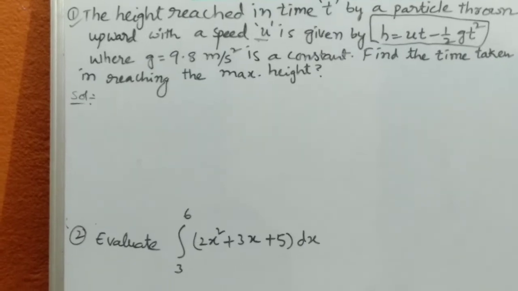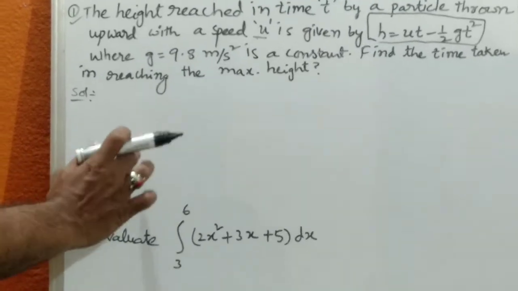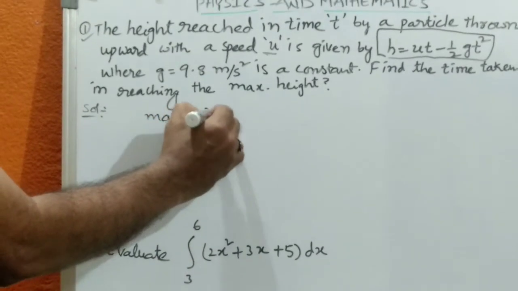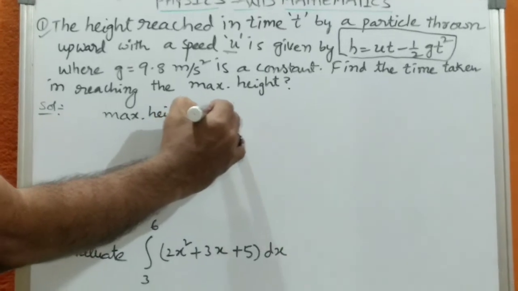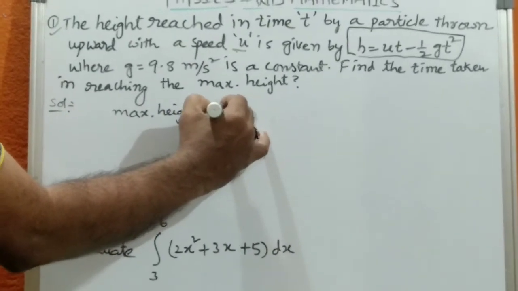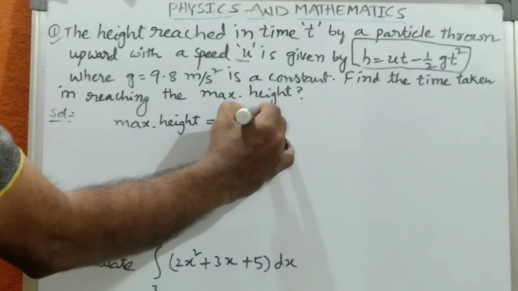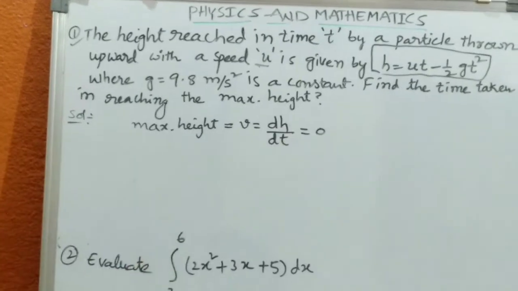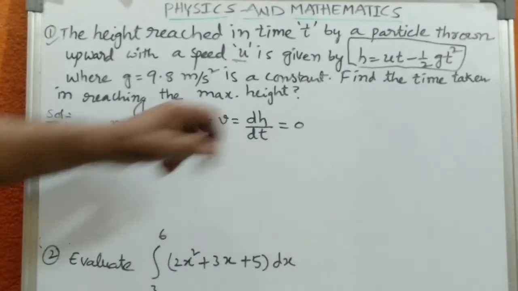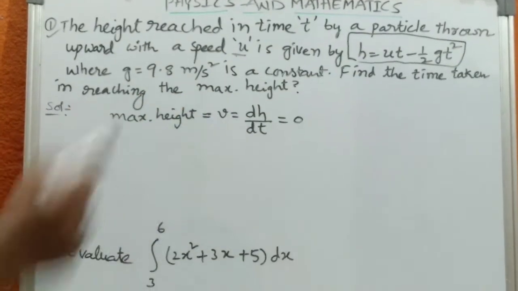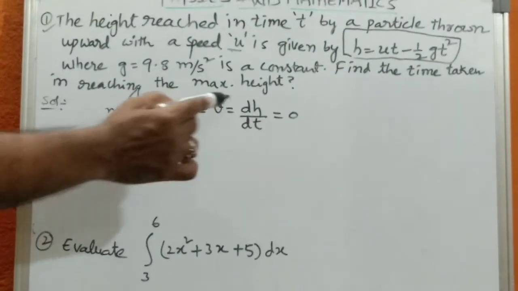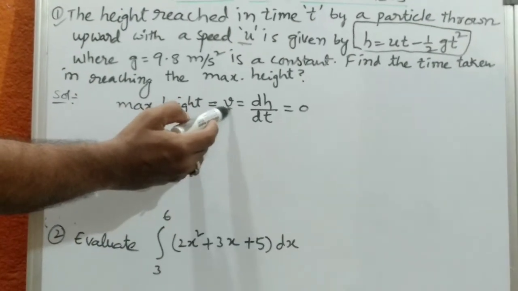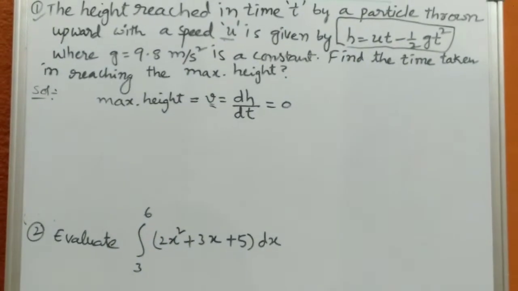When the upward thrown object reaches the maximum height, its final velocity v is equal to 0. That we can write as dh by dt equals 0. It means the change of height with respect to time. Distance by time is nothing but velocity, so the final velocity becomes 0 here.